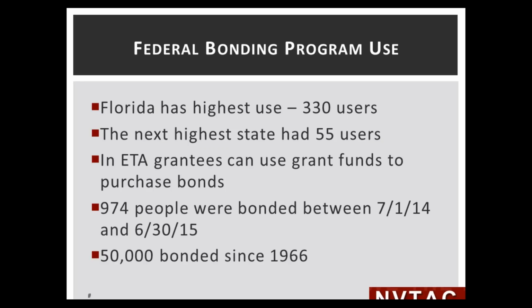We found Florida has the highest use of the bond program, I think it's actually over 350 users in that state. But then we don't see another state with a high utilization. The next highest state has only 55 users. We also know that those numbers don't count some of the grantees that ETA has that can use funds to purchase bonds as well. And from what we know in terms of the statistics, nearly 1,000 people were bonded in the 7/1/14 to June 30th '15 period. So I think this reflects our experience. Next slide.